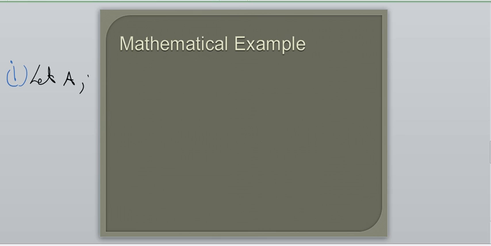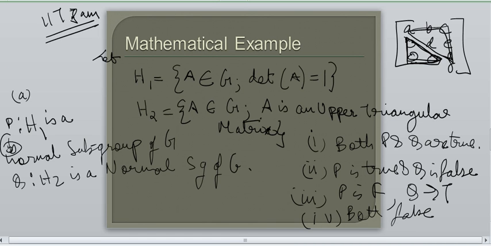Let A, B belong to H1, because we need to prove that H1 is a normal subgroup. If A, B belong to H1, then A, B belong to G. So A belongs to G, with determinant of A being 1 for H1. Why does it go H1, H2?